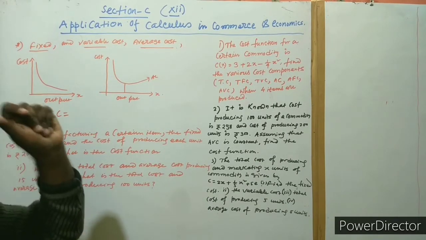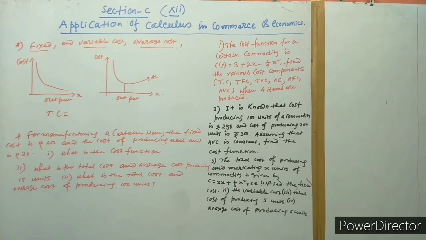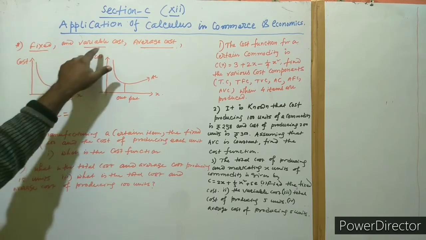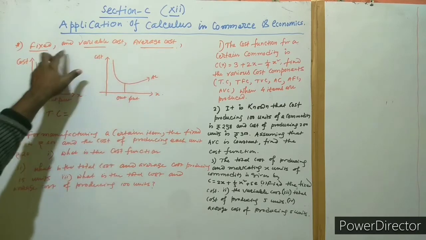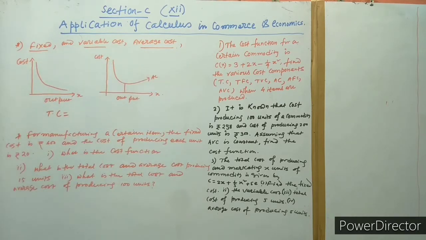In that subject, there are some components I want to introduce to all of you: fixed cost, variable cost, and average cost. So what are fixed, variable, and average cost? We want to introduce them to all of you.